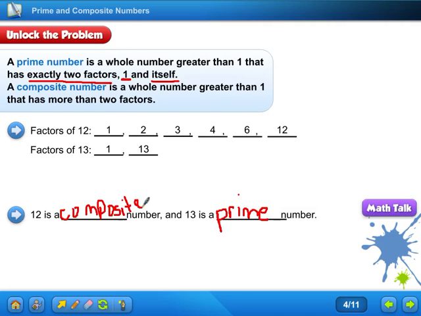I hope you're writing it neater than me. All right, so that explains prime and composite numbers.